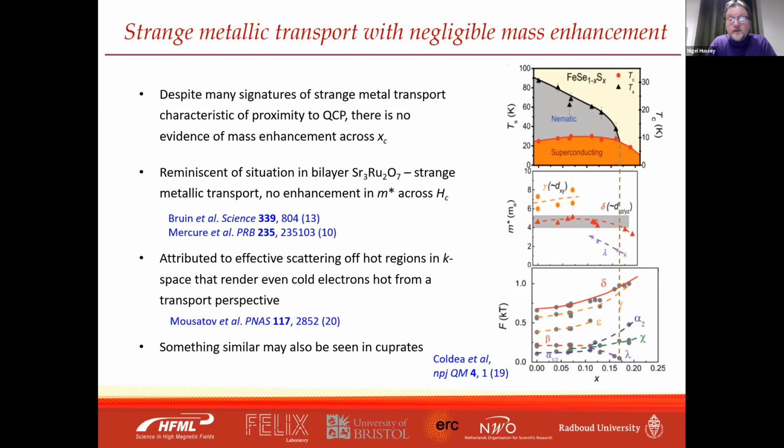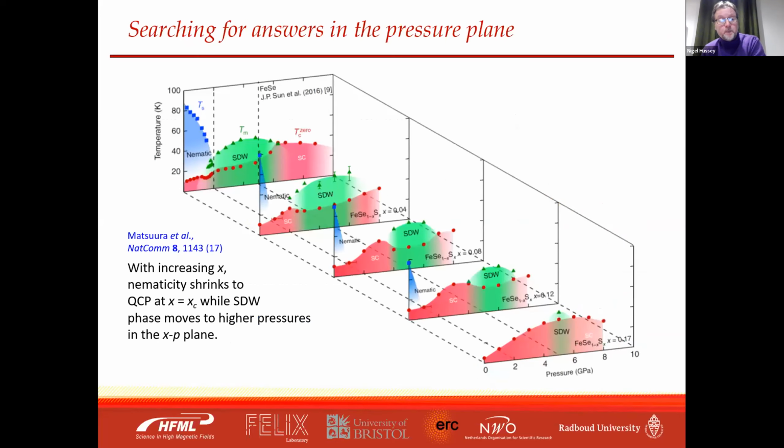It should be added too that these signatures of strange metallic transport are also seen in cuprates, particularly in the overdoped cuprates, where again there's no clear indication of mass enhancement. So that's quite a curious feature of these data. So in the last couple of minutes, I'd just like to show you, maybe again looking for further evidence here, by looking in the pressure plane.